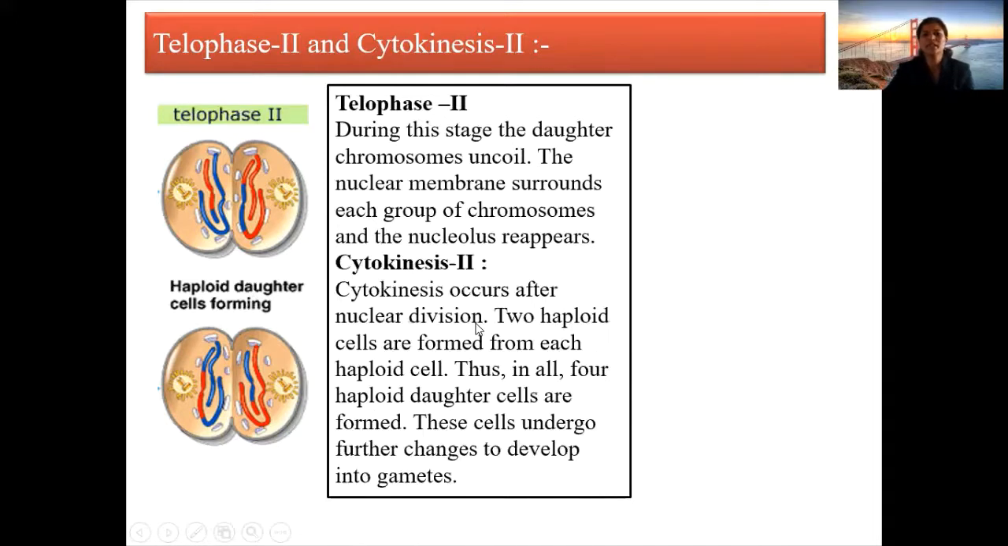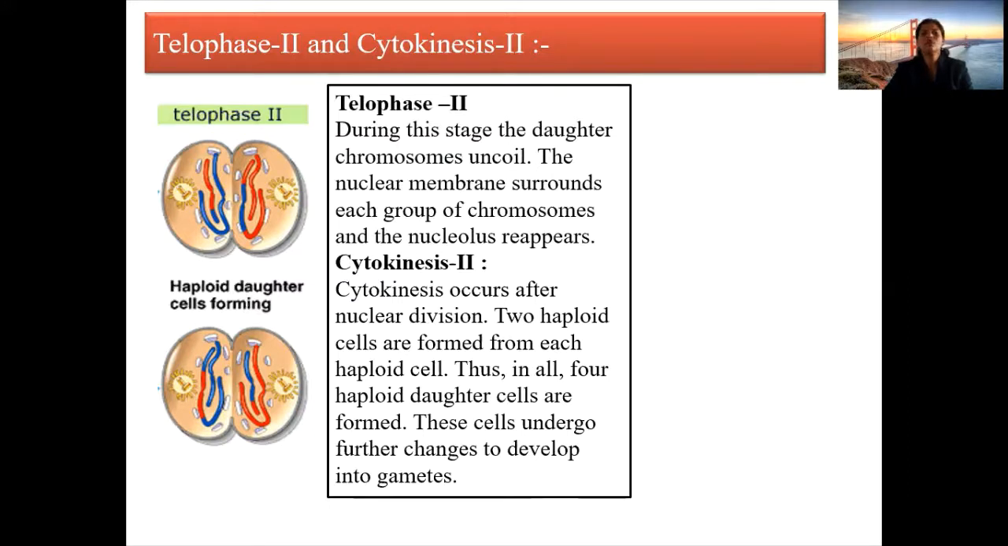And the next one is cytokinesis 2. The cytokinesis occurs after nuclear division. Two haploid cells are formed from each haploid cell.